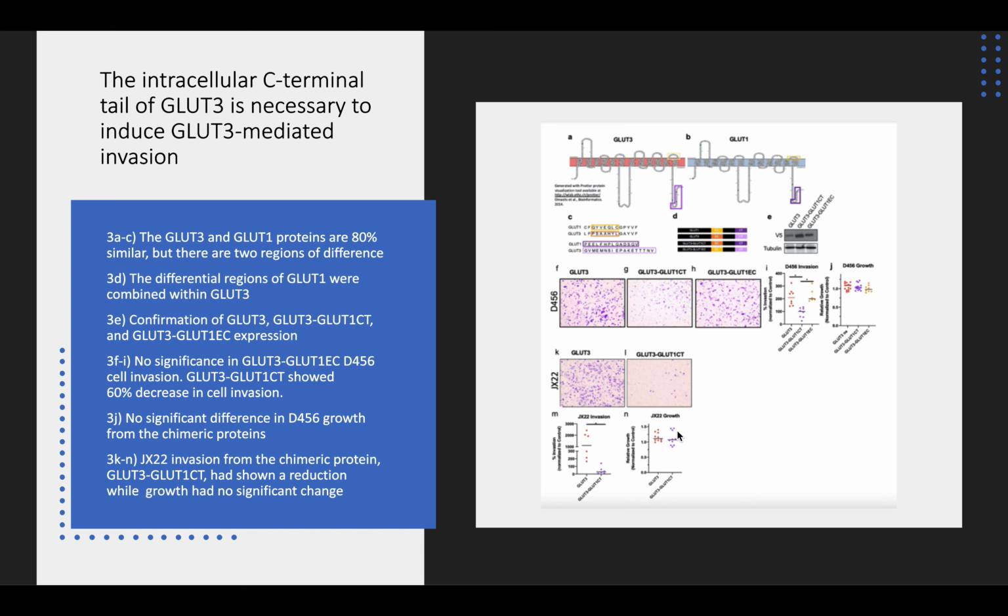In figure 3N, as it relates to JX22 growth, the y-axis represents relative growth normalized to control, and the x-axis represents GLUT3 and GLUT3-GLUT1CT. For figure 3K to N, the synopsis was that JX22 invasion from the chimeric protein GLUT3-GLUT1CT showed a reduction, while growth had no significant change.